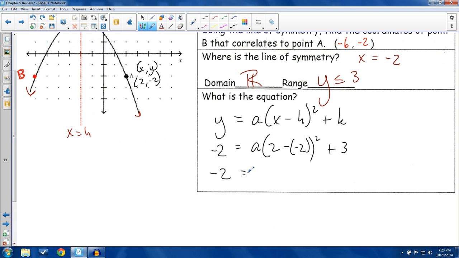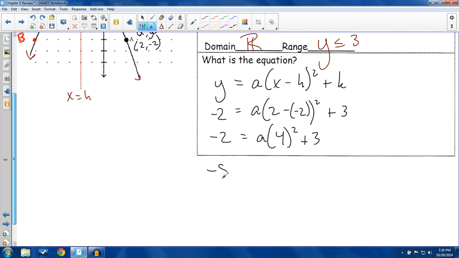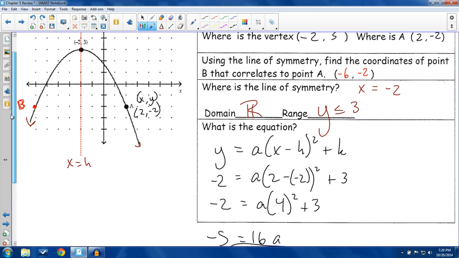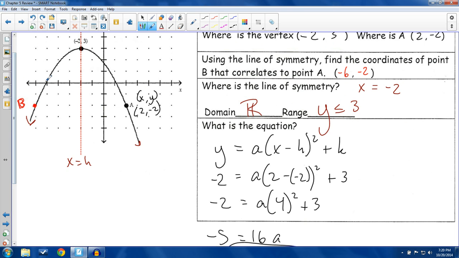So negative 2 equals a times 2 minus negative 2 is 4. That's 4 squared plus 3. Let me subtract 3 while I'm at it, and I'll get negative 5 over here equals 16 times a. So a equals negative 5 over 16. Ooh, that is a very difficult problem to work with as far as what's going on there when I said I wanted to do it a different way.